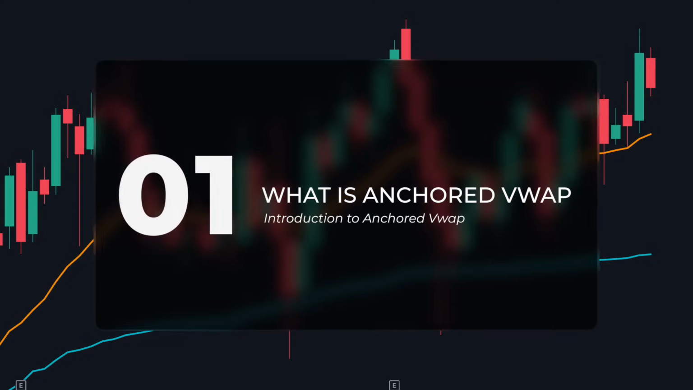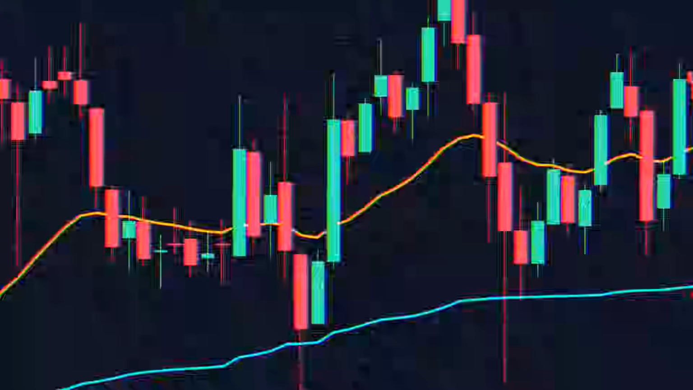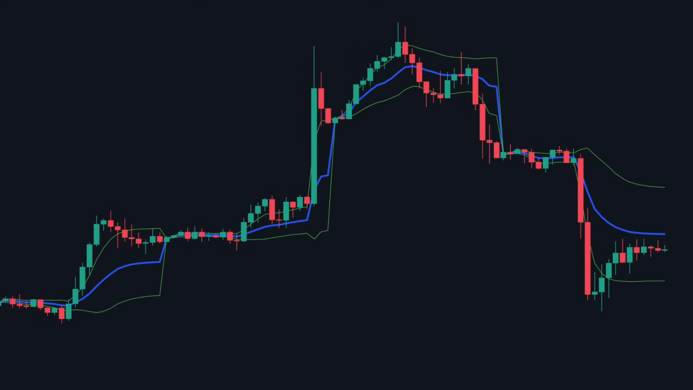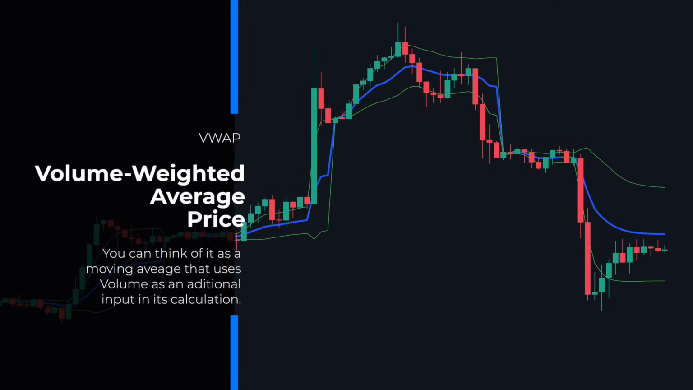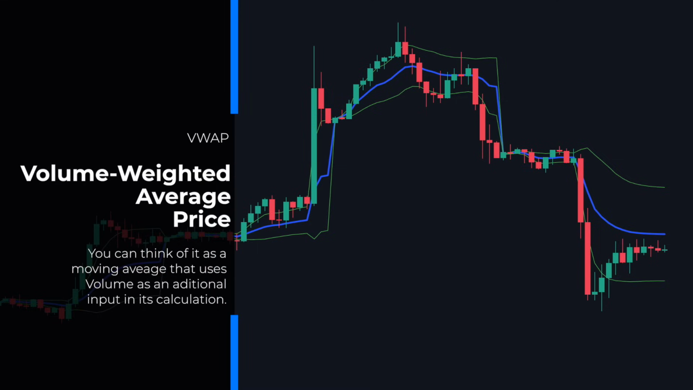Topic 1. What is Anchored VWAP? We are all familiar with the VWAP indicator. It is among the most powerful indicators, especially for day traders. Those who may not know, VWAP stands for Volume Weighted Average Price.